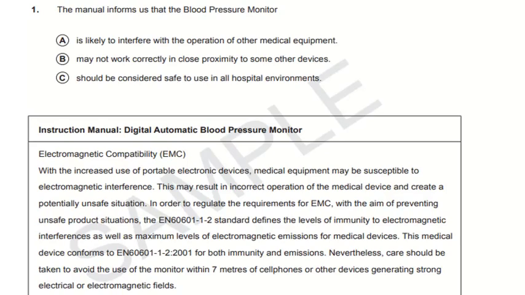So the correct answer will be, let's see, it is not the first. It's written here, it's likely to interfere with operation of other medical equipment. That is the opposite. So it will be B. May not work correctly in close proximity to some other devices. That's exactly what is written in the text. Same meaning, just different words.